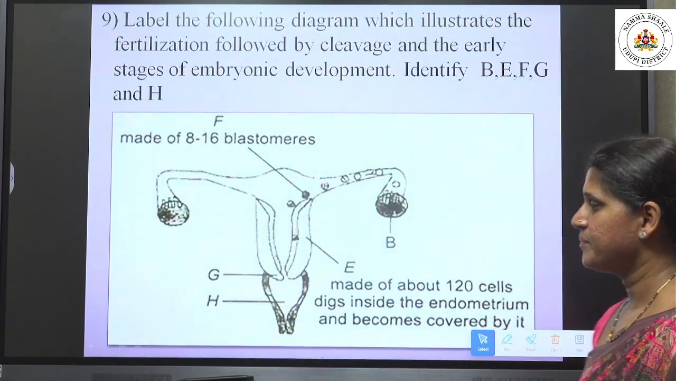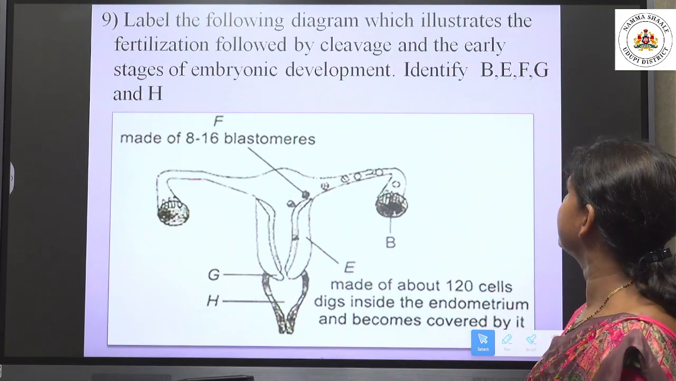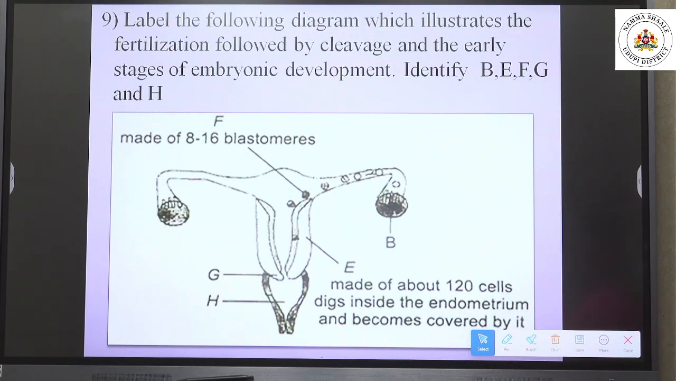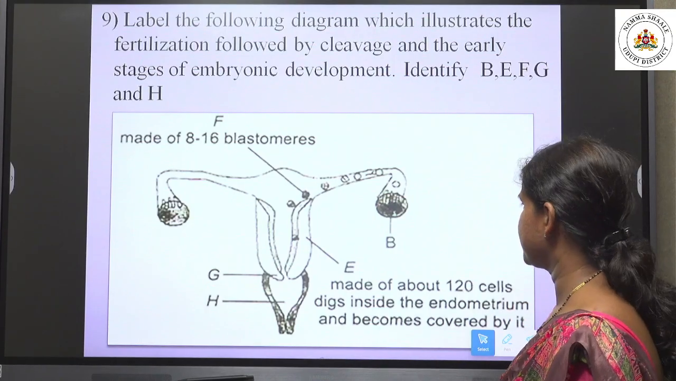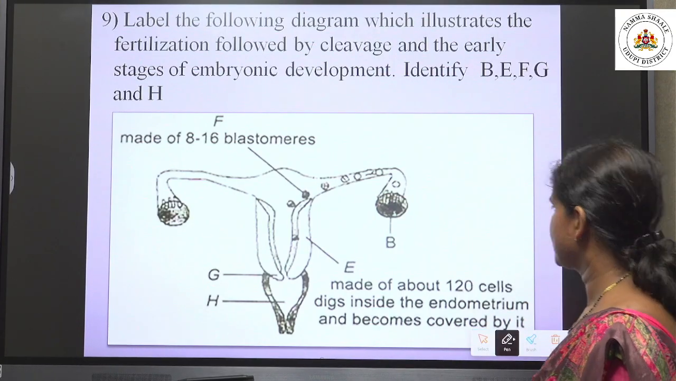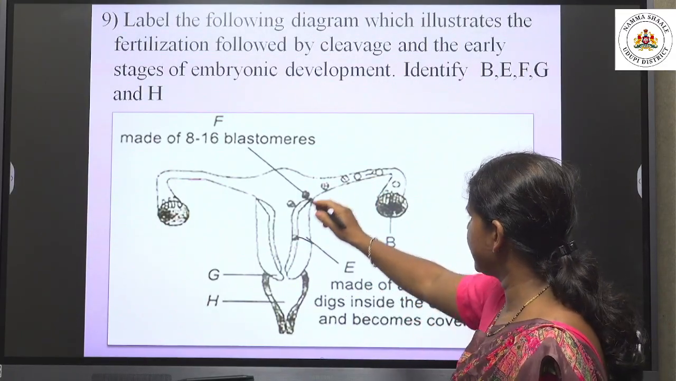Next question. Label the following diagram which illustrates the fertilization followed by cleavage and the early stage of embryonic development. Identify B, E, F, G and H. Here they are given the diagram of the process of fertilization.